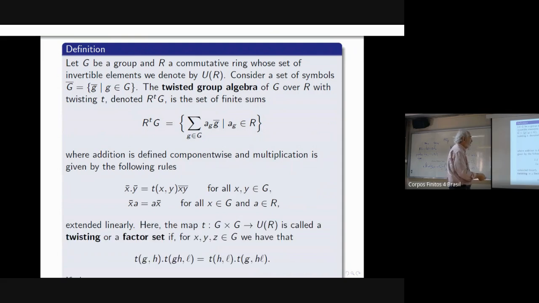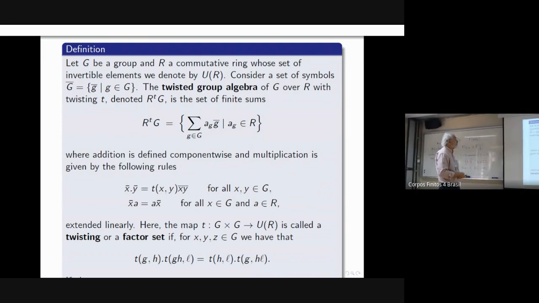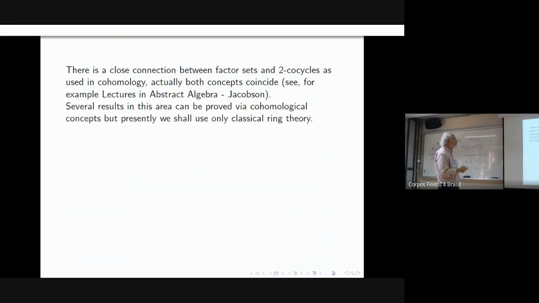And this mapping says that to each pair of elements of the group associates an element of the field, and has to obey this rule, and then it's called a twisting or a factor set or a cocycle, several names. But that's the important thing. The important thing is that to multiply elements of the group, you have to add some kind of coefficient. Well, many results have been obtained via cohomology, but they can be obtained working algebraically with the coefficients.